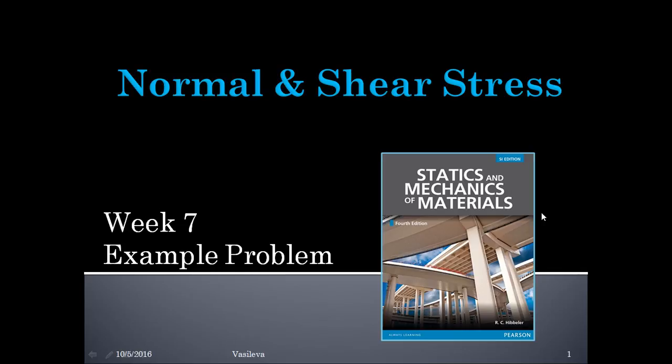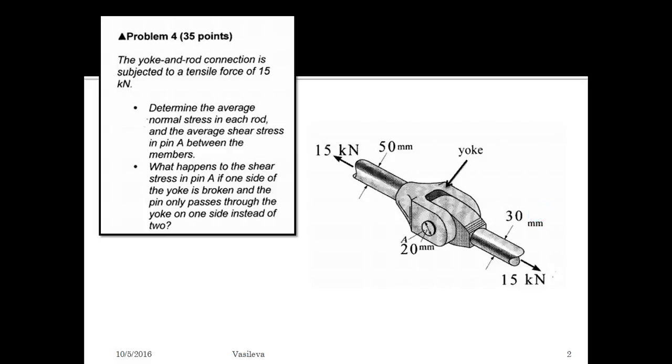Today we're going to cover normal and shear stress. We're going to look at a past exam problem. So the yoke and rod connection is subjected to a tensile force of 15 kilonewtons.